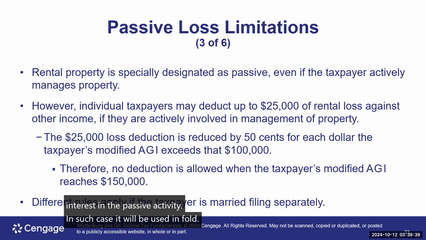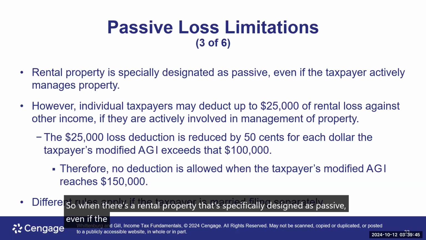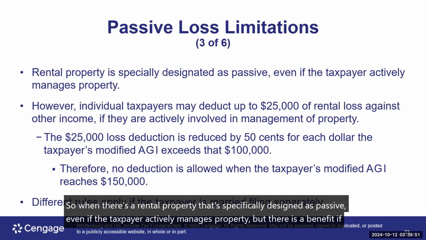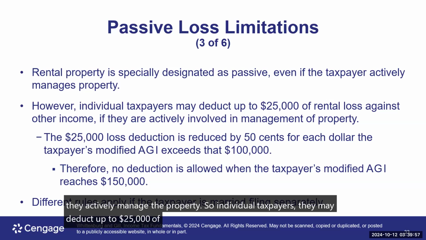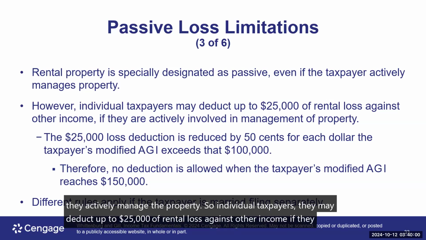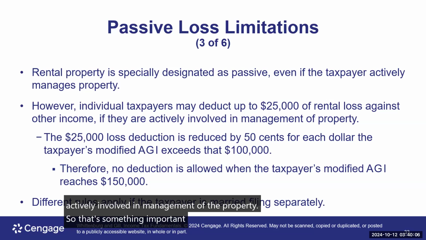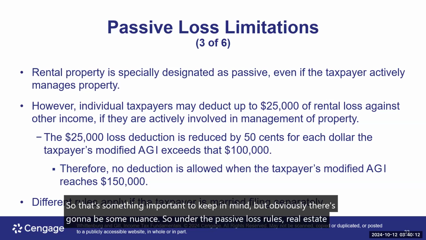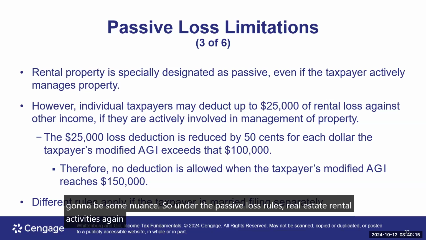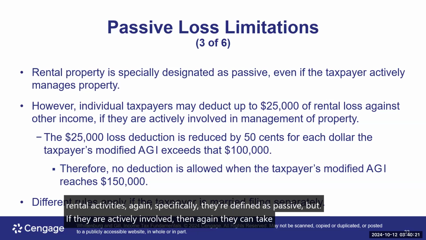So a rental property is specifically designated as passive, even if the taxpayer actively manages the property, but there is a benefit if they actively manage the property. Individual taxpayers may deduct up to $25,000 of rental loss against other income if they are actively involved in management of the property. So that's something important to keep in mind. But obviously, there's going to be some nuance. So under the passive loss rules, real estate rental activities, again, are specifically defined as passive. But if they are actively involved, then again, they can take this $25,000 loss.